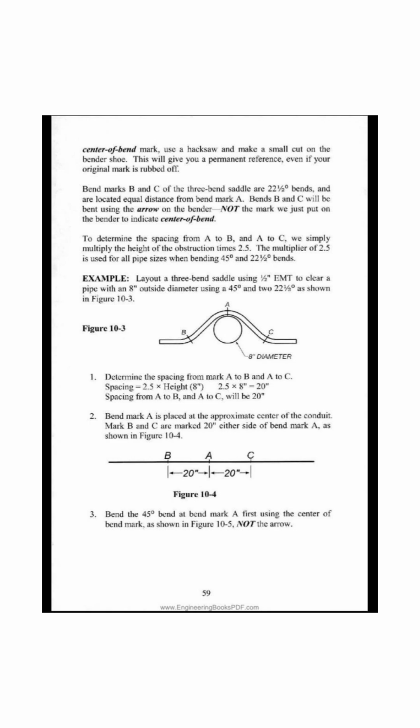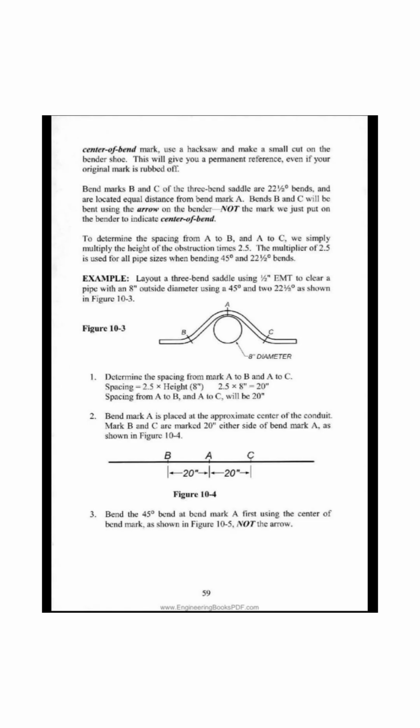1. Determine the spacing from mark A to B and A to C. Spacing equals 2.5 times height, 8 inches. 2.5 times 8 inches equals 20. Spacing from A to B, and A to C, will be 20 inches. 2. Bend mark A is placed at the approximate center of the conduit. Marks B and C are marked 20 inches either side of bend mark A, as shown in figure 10-4.